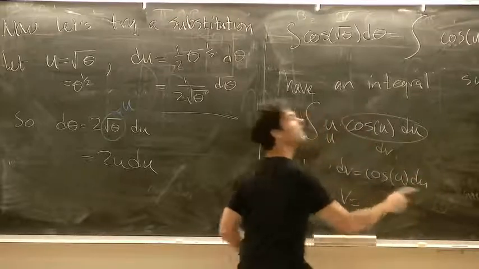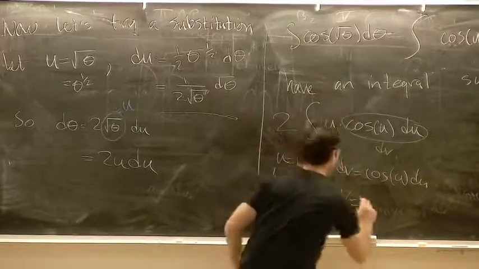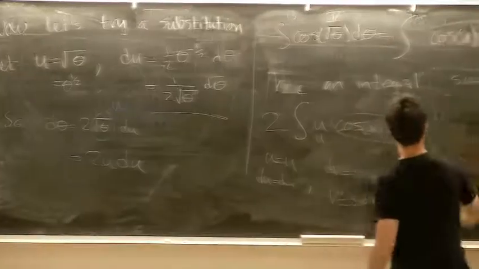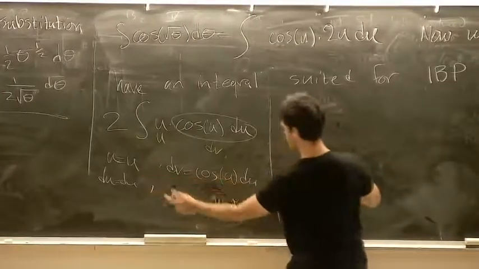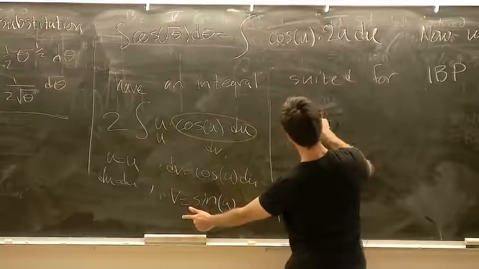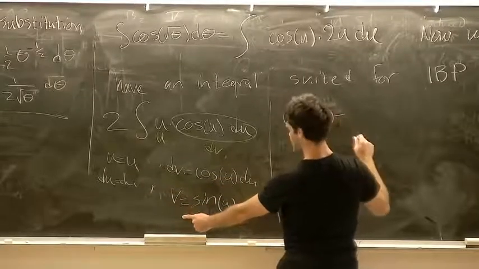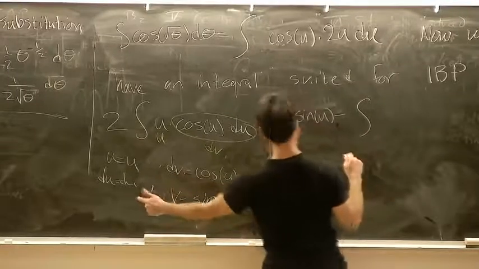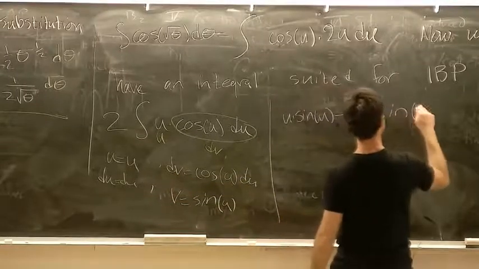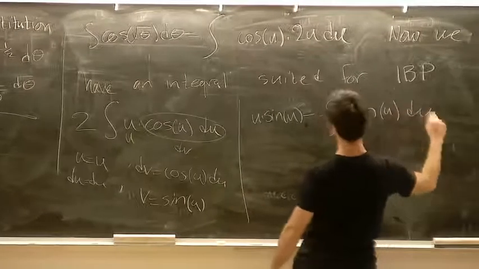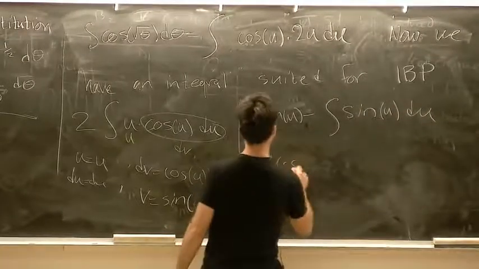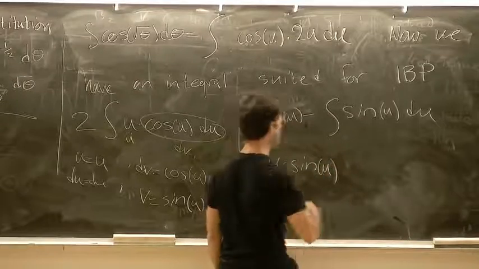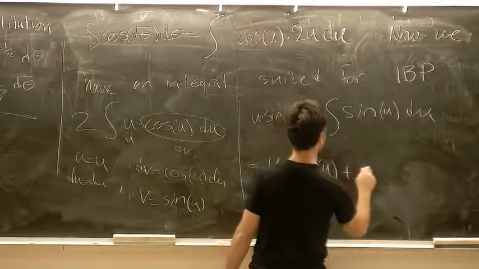So v is sine u. What do we get? We get u times v minus the integral of v du, minus the integral of sine, which is something we can integrate. The integral of sine is negative cosine, so that's plus cosine.